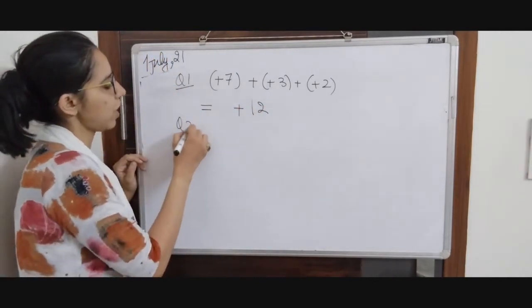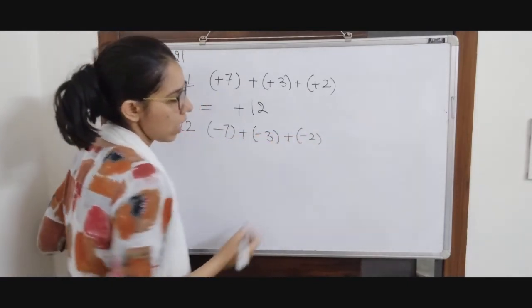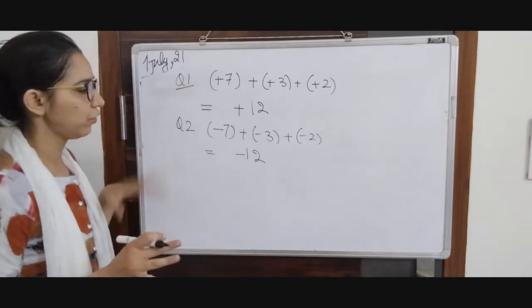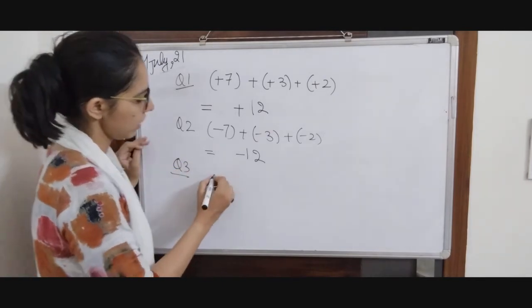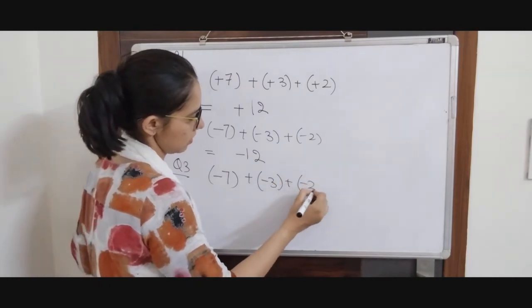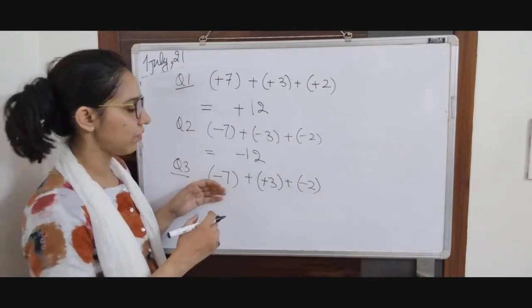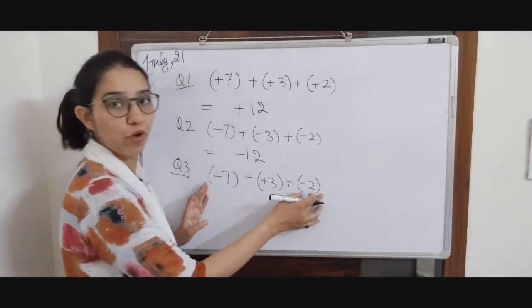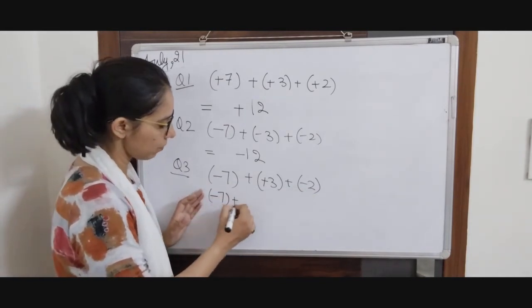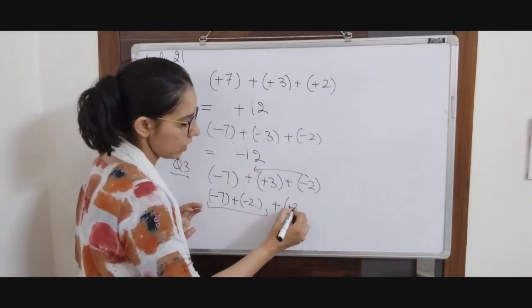Easy. If I have numbers like this, minus 7, minus 3, minus 2, I will just add them up and keep the sign. This one is easy. What will happen if we have numbers like this? In that case, I will perform the operation on negative numbers separately and on positive numbers separately. I will write it here and perform addition on this and then on this.